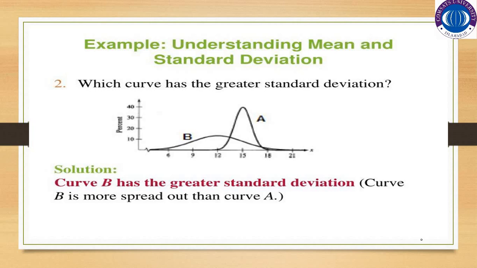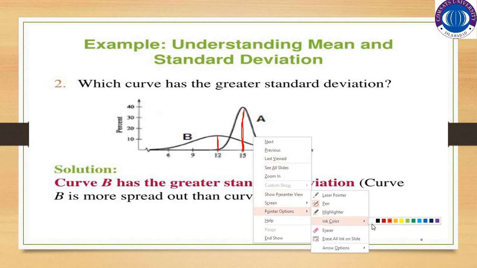Which curve has the greater standard deviation? Curve B has the greater standard deviation. As you can see from the spread of the curves, curve B has a larger spread than curve A. As you know the definition of standard deviation, it is a measure of dispersion, and the definition of measure of dispersion is how much the data is dispersed around the mean. So this one is the mean for curve B, and this one is the mean for curve A.